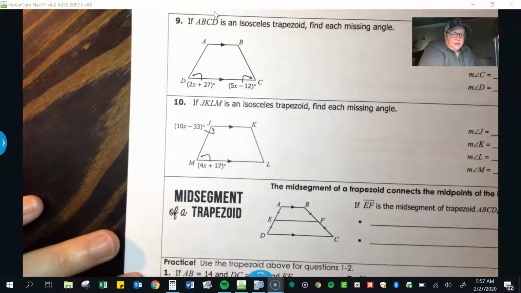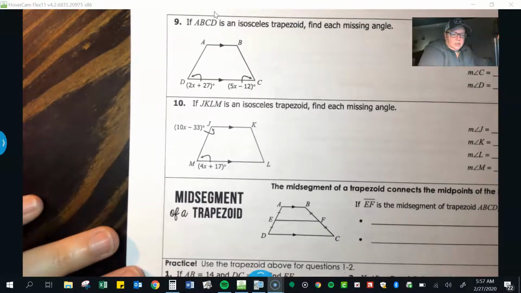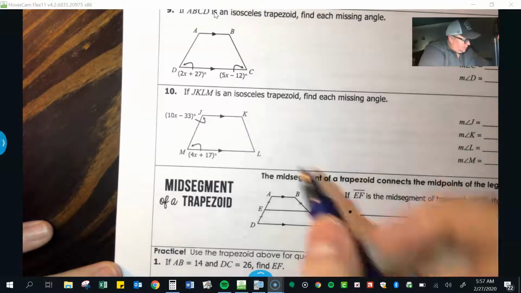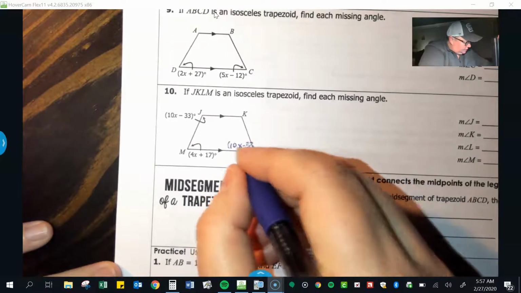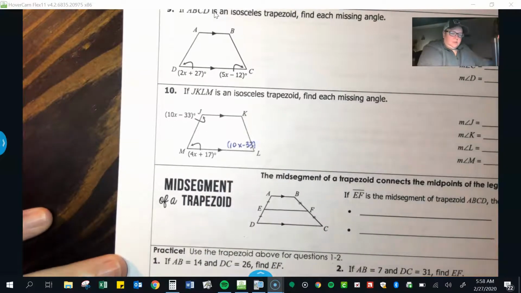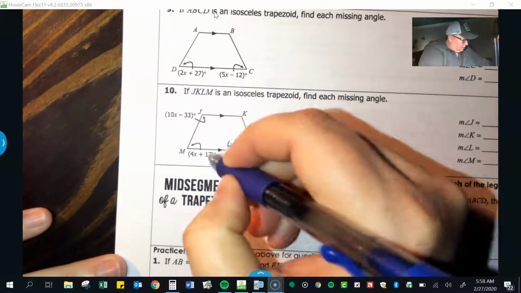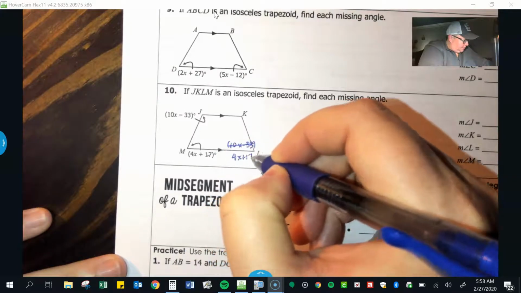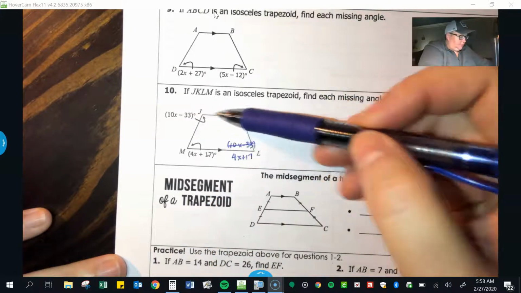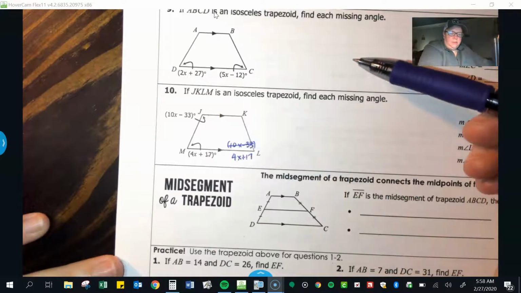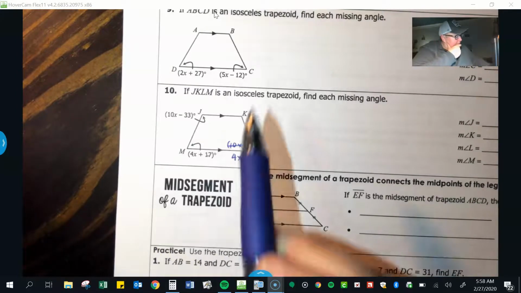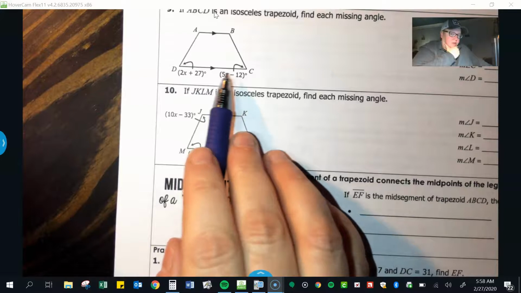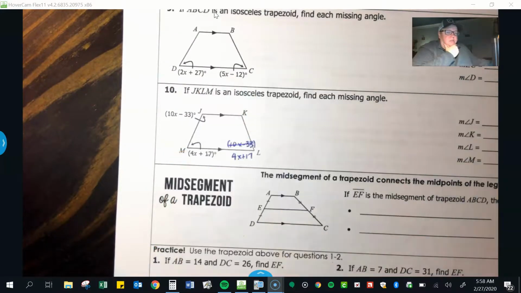Same thing here for number 10. This is going to be, sorry, no it's not, it's going to be this, 4x plus 17. Now you know that these two together are supplementary. You can use that to solve for x. Here, you know that base angles are congruent. So you can set those equal to each other and solve for x.